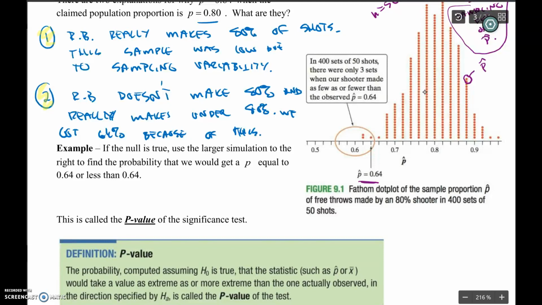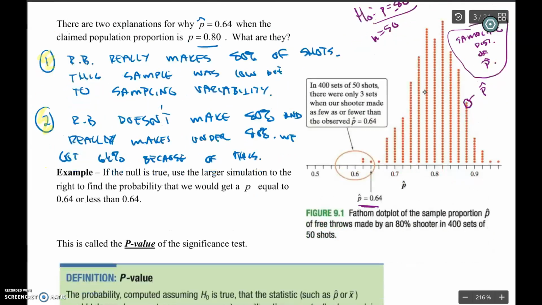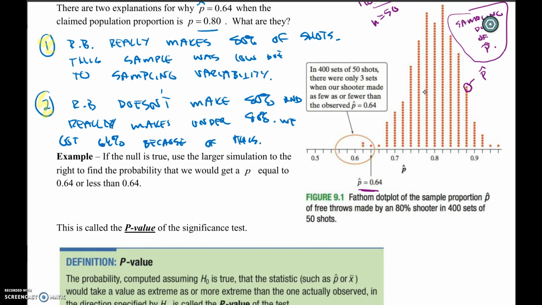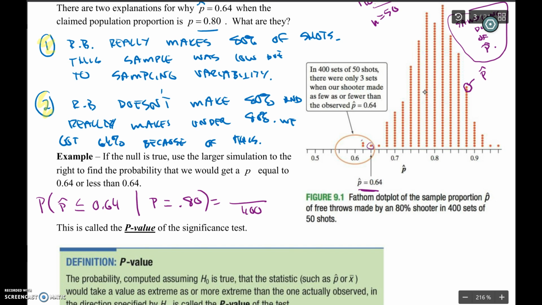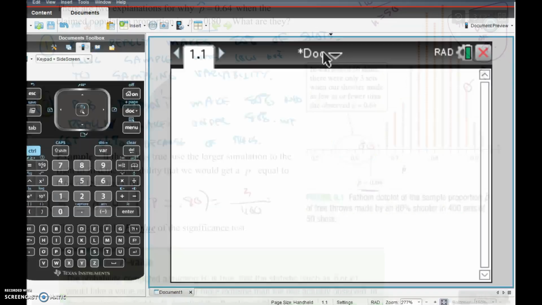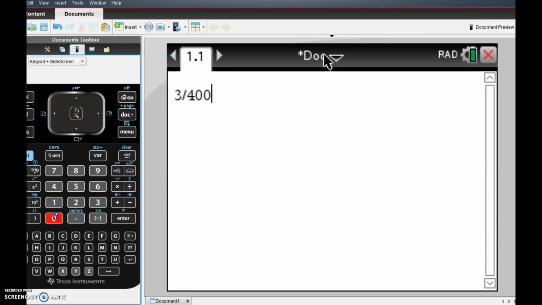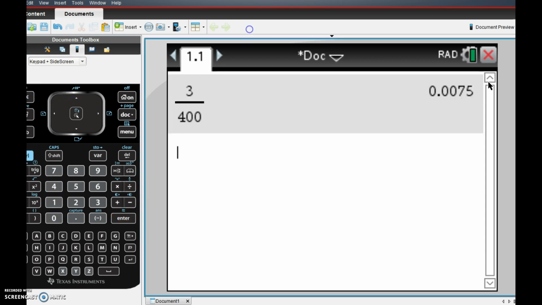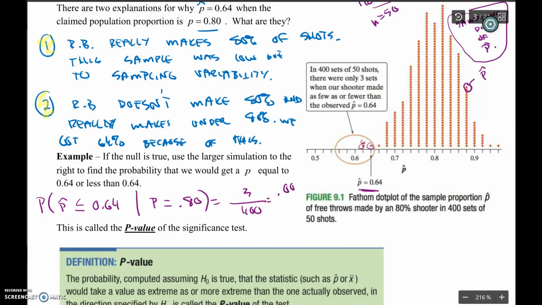So if the null is true, use the larger simulation to the right to find the probability that we would get a p hat equal to 64% or less. This is the probability that your sample proportion is less than or equal to 64% given the true proportion is 80%. So this is a conditional probability. Out of 400 trials, how many of them were 64% or less? There were 3. What is that? 3 out of 400, which is 0.0075. So less than 1% chance that would happen.